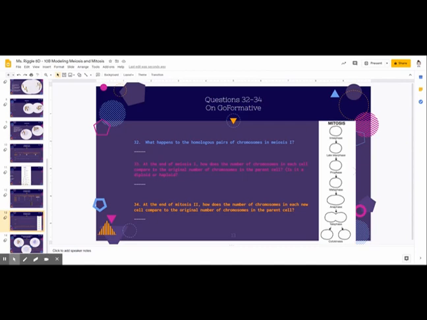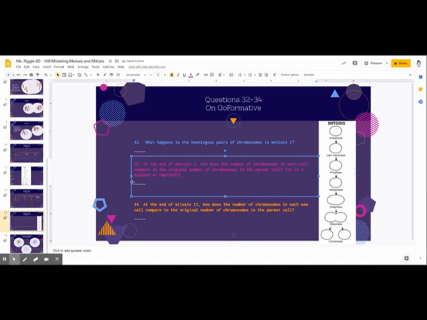Question number 33. At the end of meiosis 1, how does the number of chromosomes in each cell compare to the original number of chromosomes in the parent cell? Is it a diploid or a haploid? So go back to the table, see what you filled out, and then decide, is it still 8, which would be a diploid, or is it down to 4, which would be half of that, or a haploid? So give me an answer there.